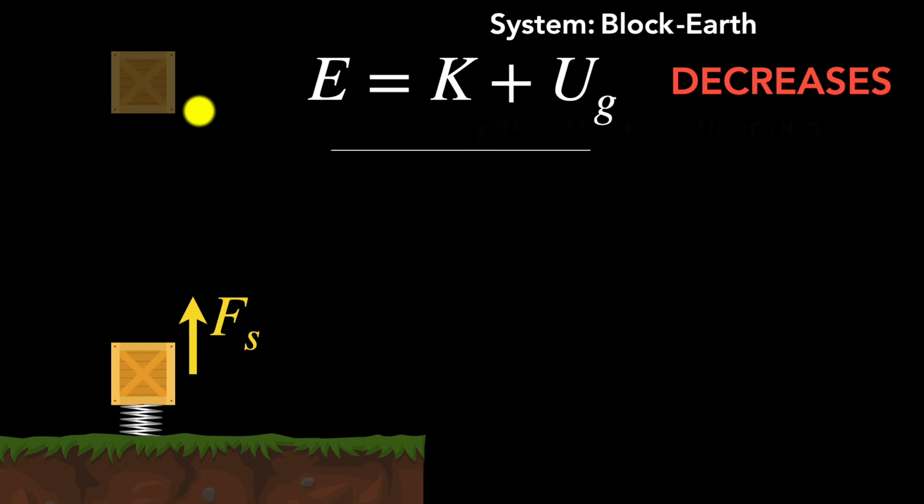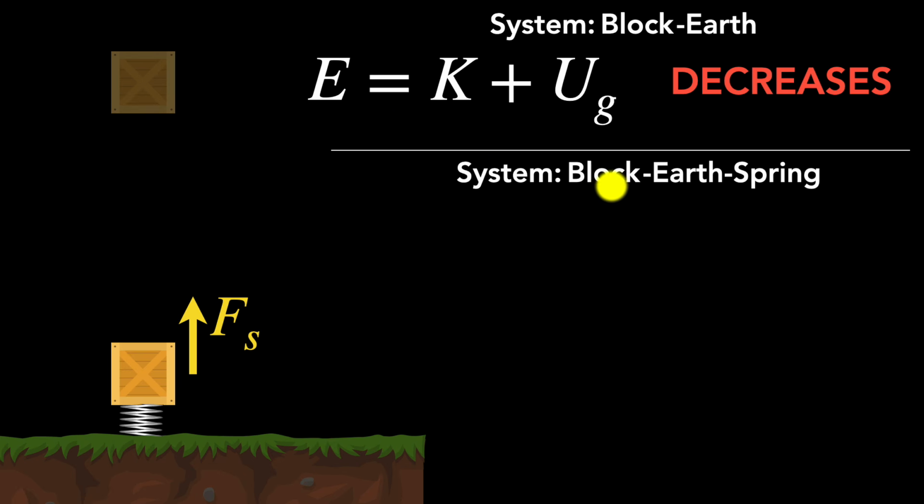Okay, same scenario, but this time let's consider the Earth block spring system. What happens to its mechanical energy as the block goes from here to here? Why don't you pause and think about this yourself? Okay, this time, what will our mechanical energy consist of?